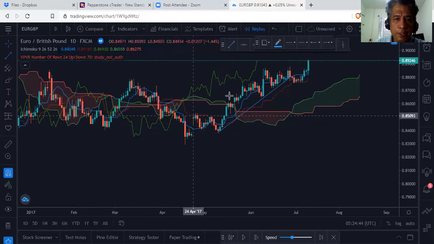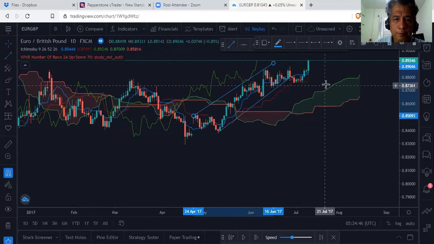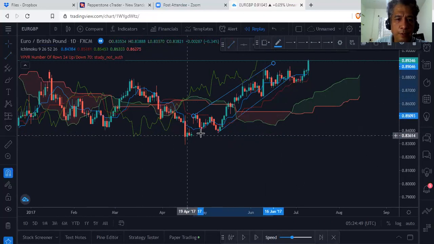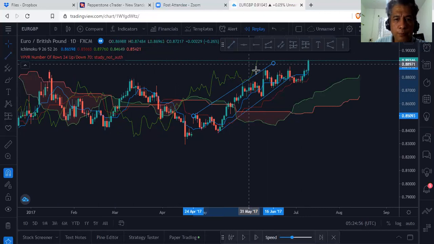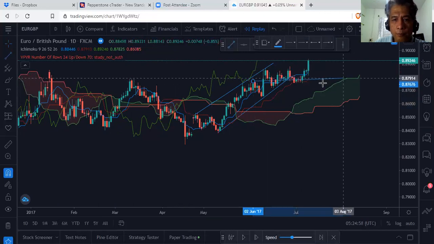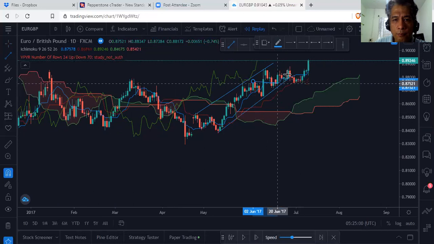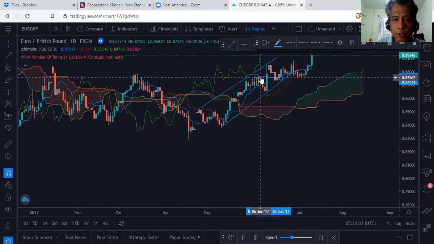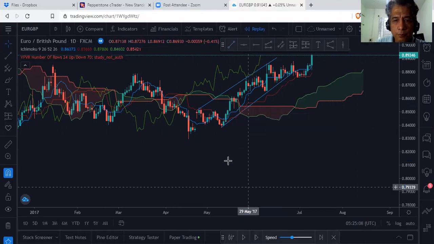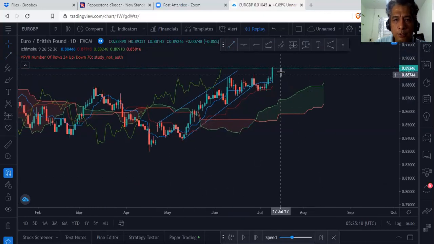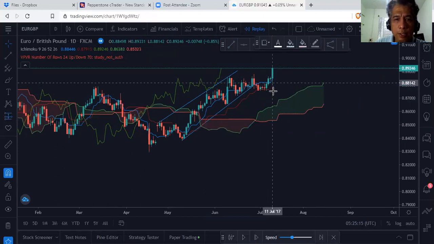This is a clear option. Actually, this is a good area to buy here, but it's gone already. So I'm going to wait for a pullback here. Or I'm going to enter now as a long entry. Okay, long entry here, but my stop loss will always be here. This is high risk already.